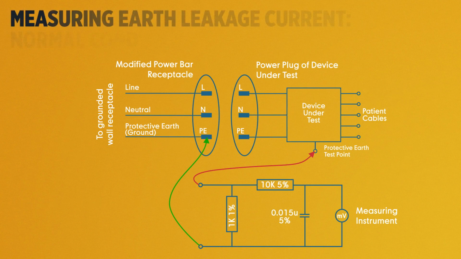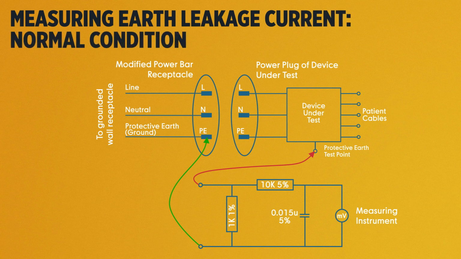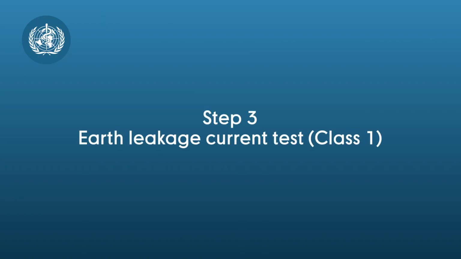This circuit shows the lead connected to protective earth on the medical device. This is typically at the back of the equipment and will be labeled with the ground symbol. Step 3.